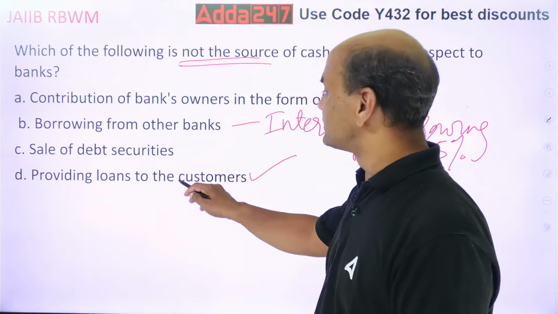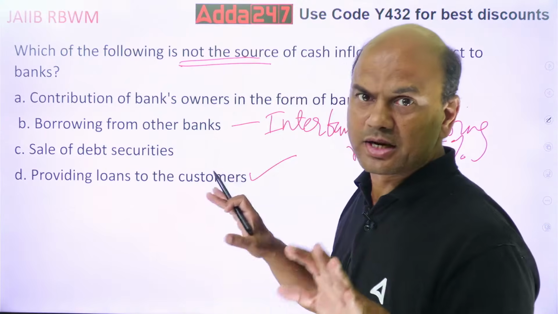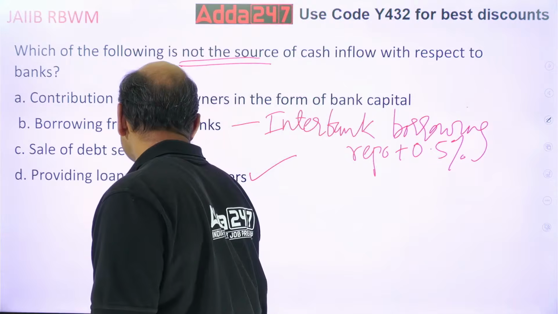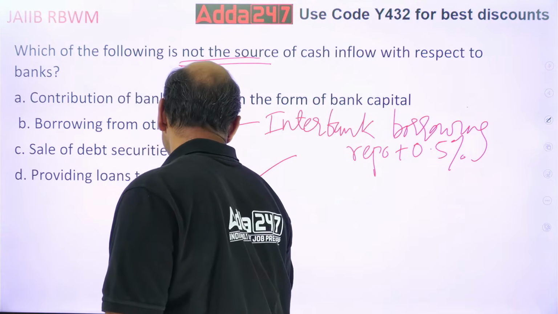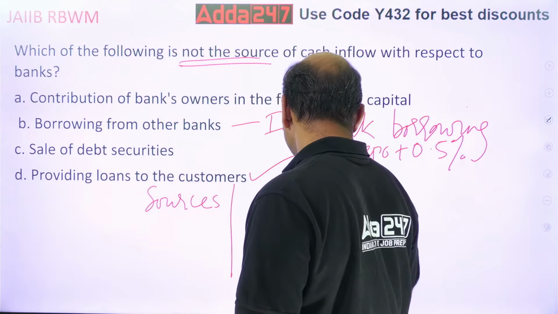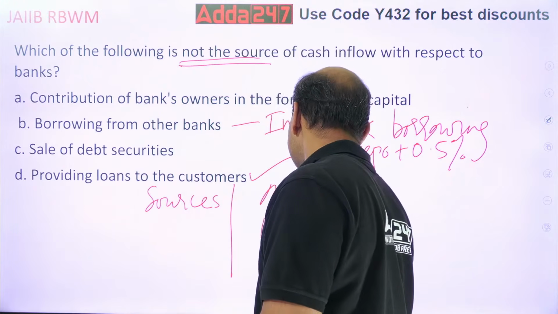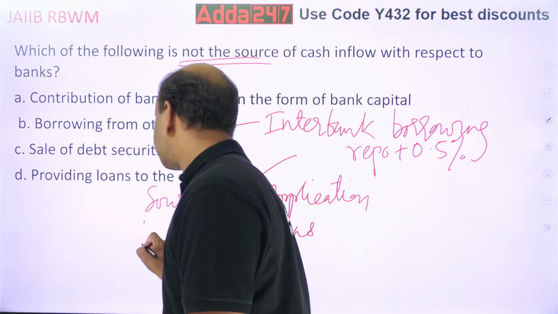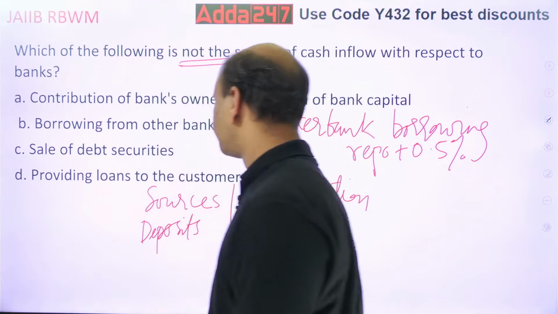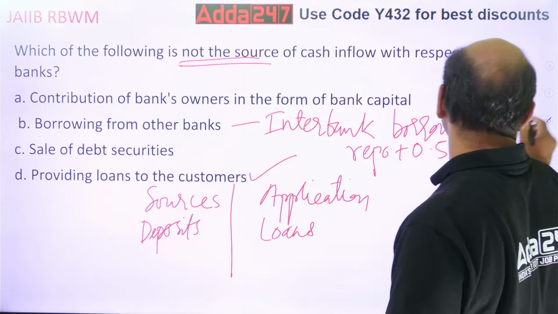So this is not the source of money. This is the application of money. There are two things in a bank always: one is sources of funds, and second is application. Loans are application, and deposits are sources. Deposits are sources, loans are application. Got it?